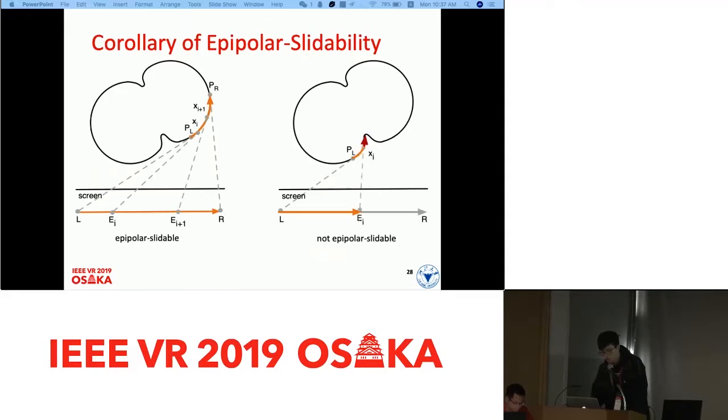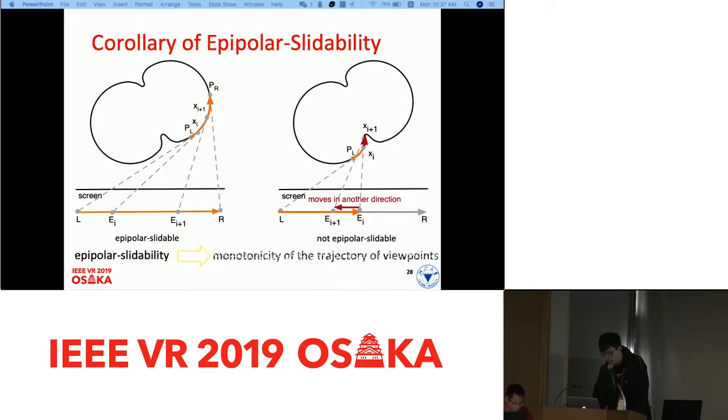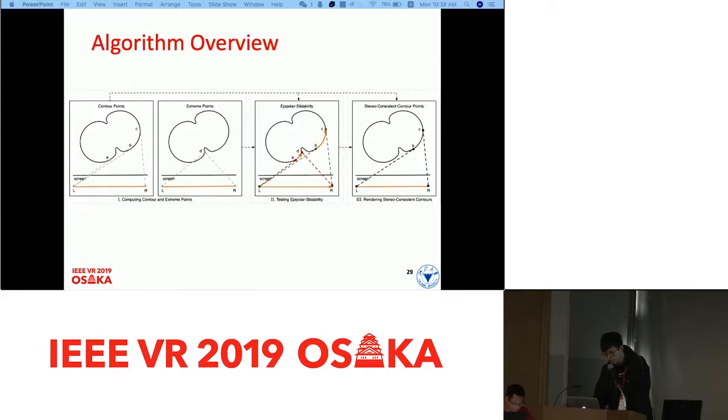Based on this observation, the task of testing the epipolar-slidability can be technically converted to testing the monotonicity of the trajectory of viewpoints. In this way, we can compute and store the extreme points of the trajectory function and realize the epipolar-slidability tags in image space. This is an illustration of our overall algorithm. It mainly includes 3 stages.